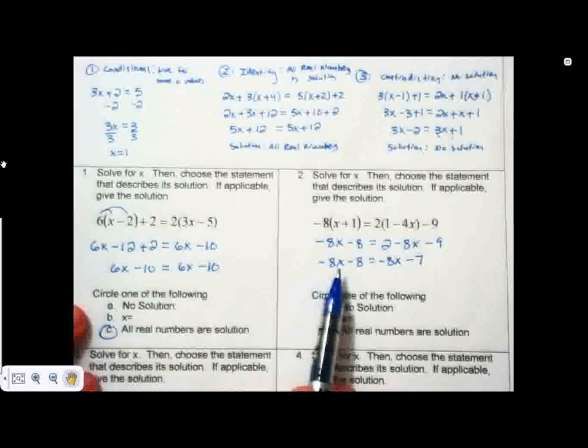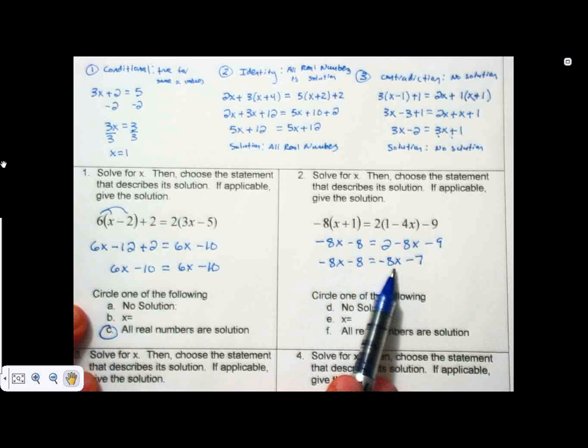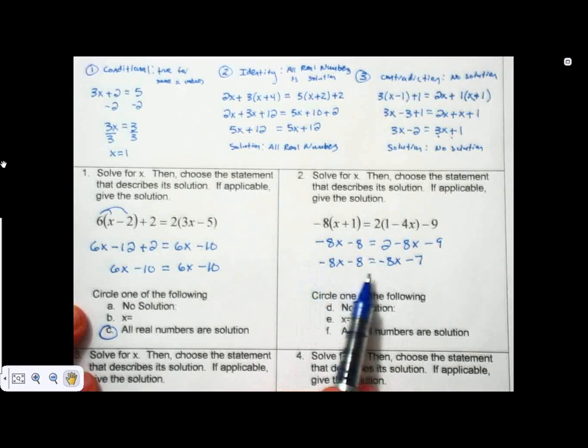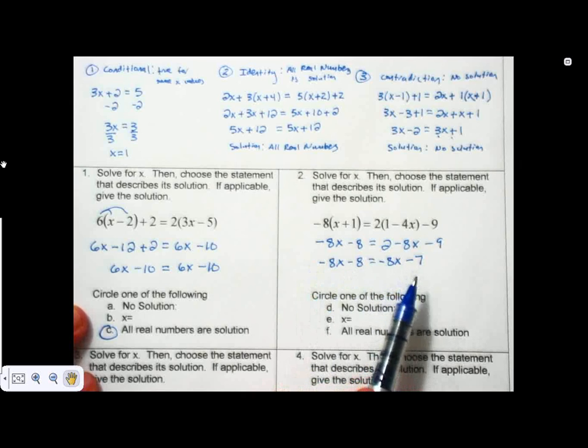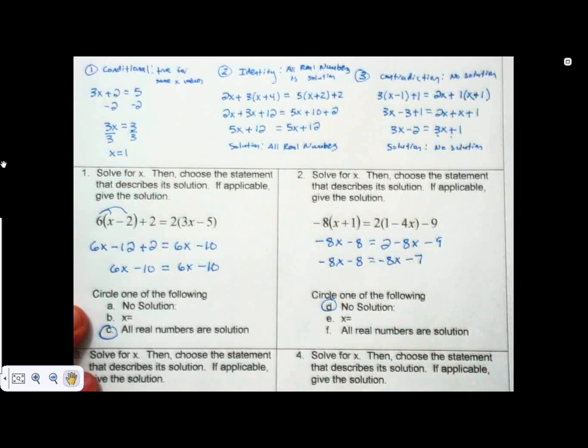Well, notice now on the left side, any number we're putting in for x is being multiplied by negative 8. And then we're subtracting 8 from that result. On the right side, again, whatever number I'm putting in for x is being multiplied by negative 8, just like it is on the left side. But instead of subtracting 8, we're subtracting 7. So that's never going to work. So this would be an example of a contradiction, which means we have no solution.